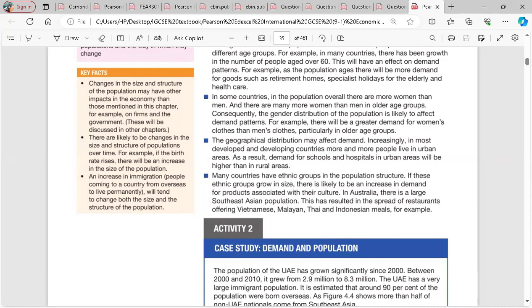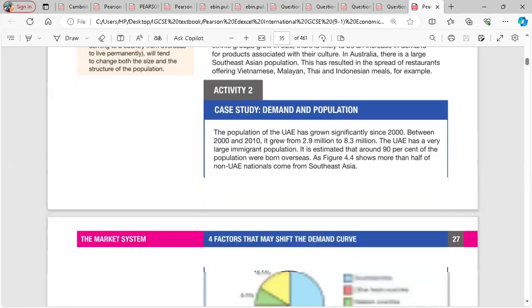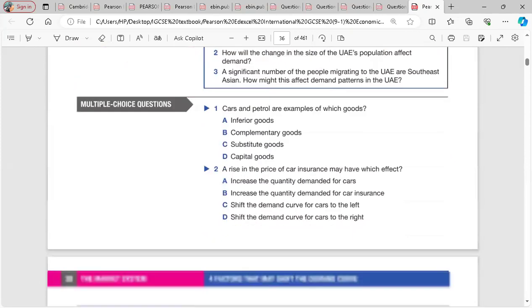And the last one is ethnic groups in the population structure. I'm a Nigerian. If more Nigerians come into this country, demand for Nigerian food and Nigerian clothes will increase, shifting it rightward from D1 to D2. And if Nigerians are leaving, demand for their goods and services would fall, shifting it leftward from D1 to D3. Is it clear? Any question about that?